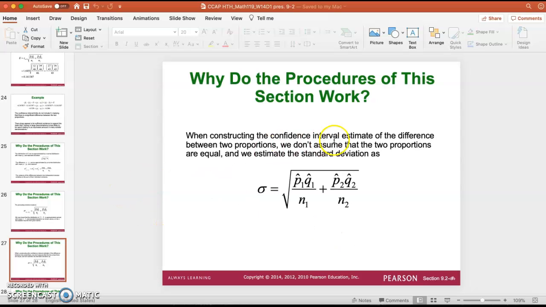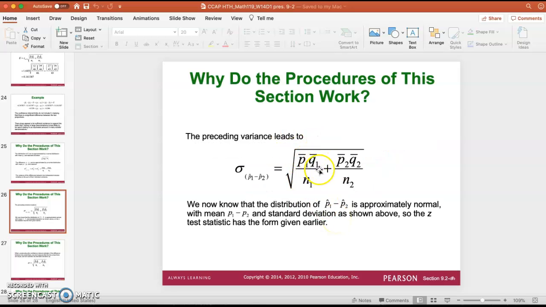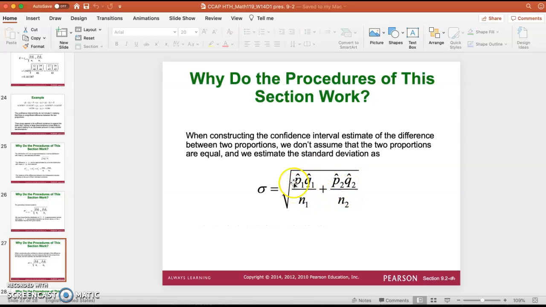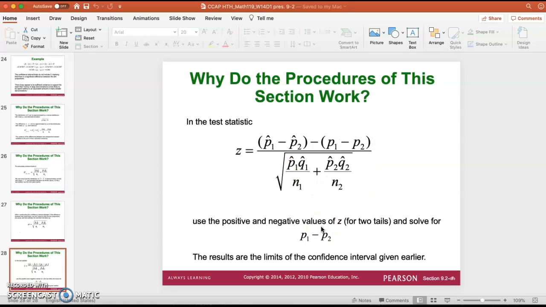Now, when constructing the confidence interval estimate of the difference between two proportions, we don't assume that the two proportions are equal, and so we estimate the standard deviation as this, where the only difference is that instead of using the pooled proportions, we're using the sample proportions. Then in the test statistic, you notice we're using all those sample proportions and use the positive and negative values of z for two tails and solve for the population p1 minus p2. And the results are the limits of the confidence interval given earlier.